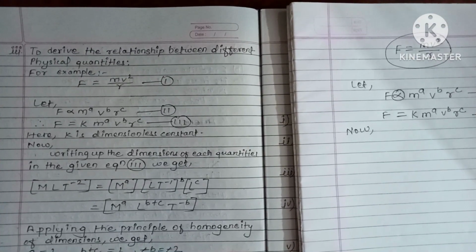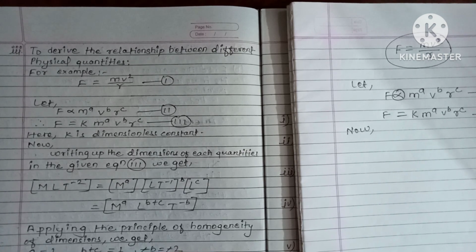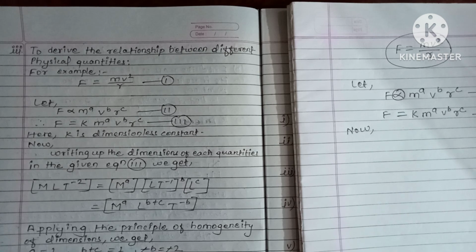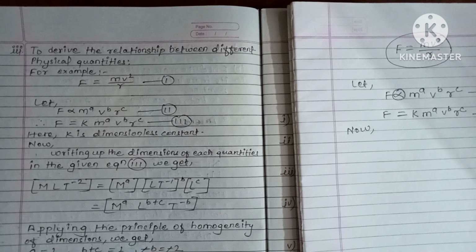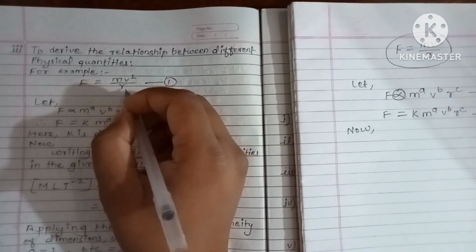Well, let's move on. I'm back with one more use of dimensional formula. This is the last and final use of dimensional formula, that is to derive the relationship between different physical quantities. So for example, let's take one equation of centripetal force, that is F equals mv square upon r.